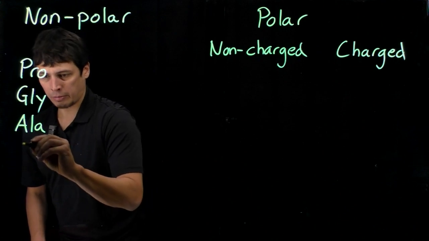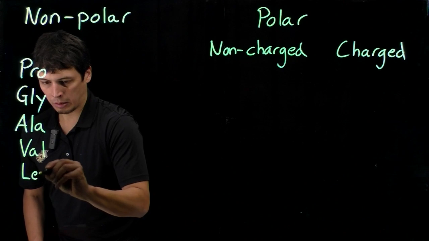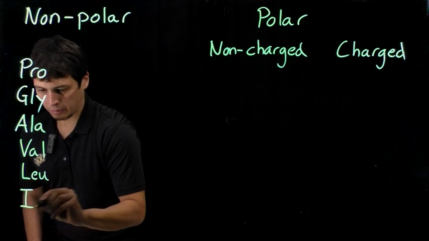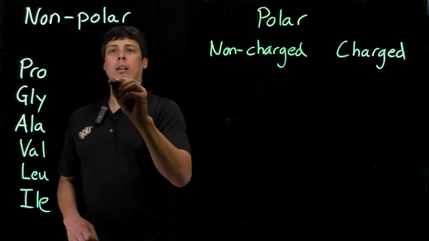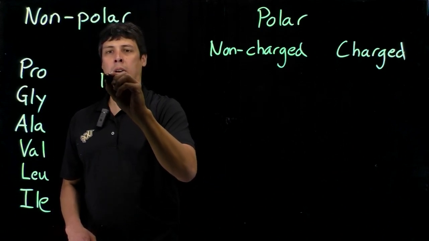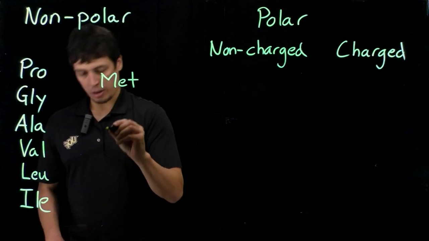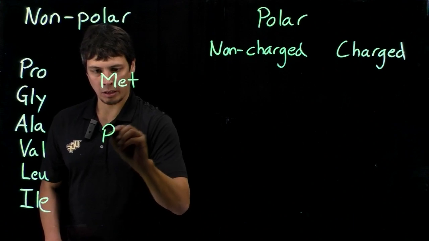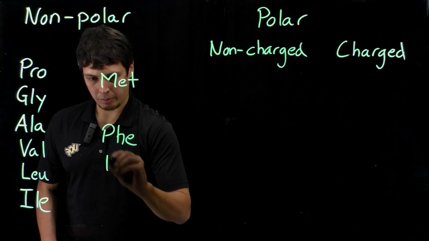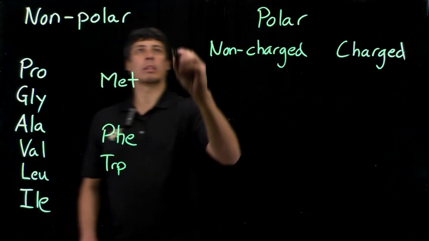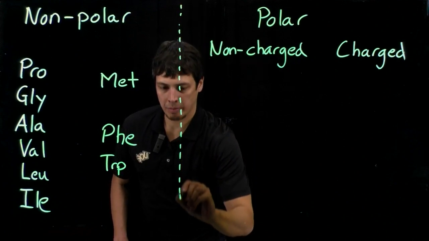So we have valine, leucine, and isoleucine. Okay? And then up here, we have methionine, met, and then we have phenylalanine and tryptophan. Okay? So that is all of our nonpolar amino acids.